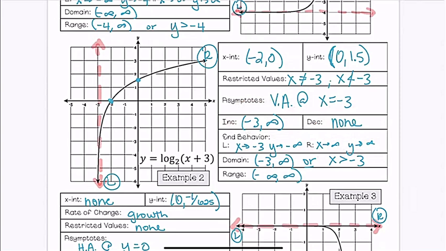Our domain, like we already said, exists here starting at its vertical asymptote. Well, starting just to the right of the vertical asymptote. It's from -3 to infinity or greater than -3. And then the range is always going to be all real numbers. Perfect. Hope this helps. Bye.